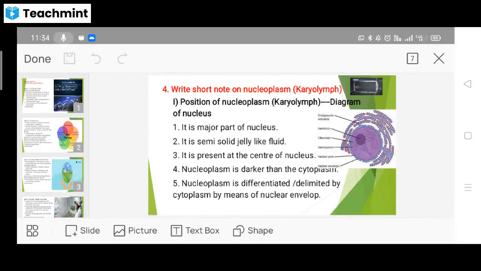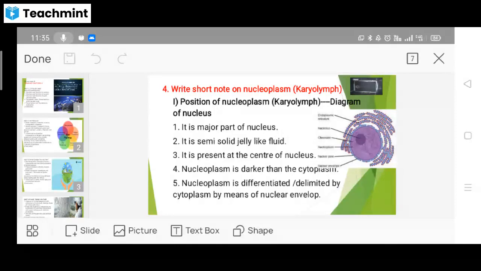So this nucleoplasm covers the nucleus, and it is a somewhat solid, jelly-like fluid structure. So the nucleoplasm is at the center of the nucleus.